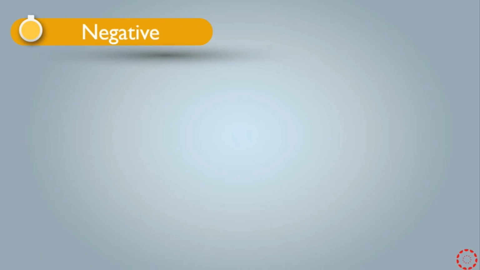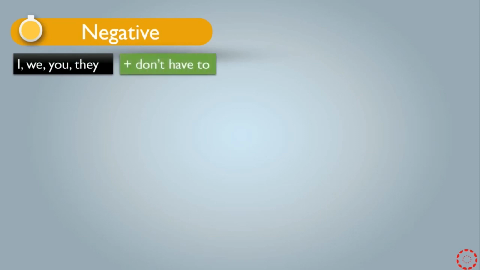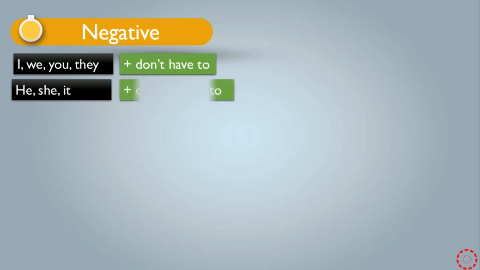We have the negative. Let's see what the rule of the negative is. It's very easy and very simple. We have I, we, you, they at the beginning, and don't have to. If you change from positive to negative, we add don't before have to. And also he, she, it: if our subject is he, she, it, we use doesn't have to. So you have to be careful about that. With he, she, it, in negative form, you have to use doesn't.